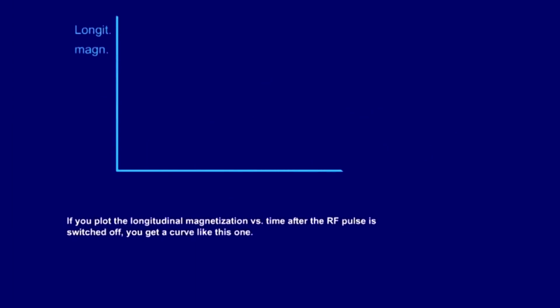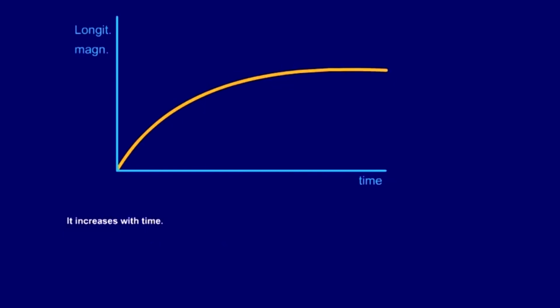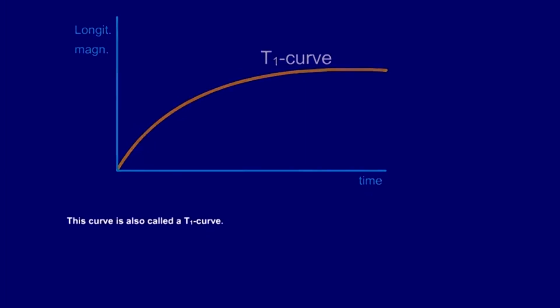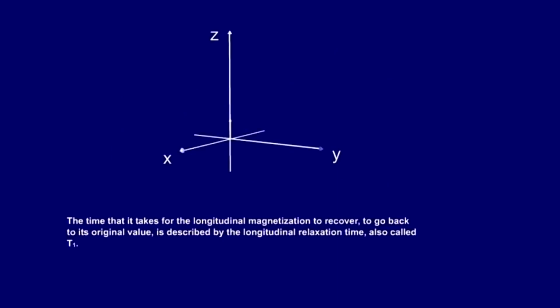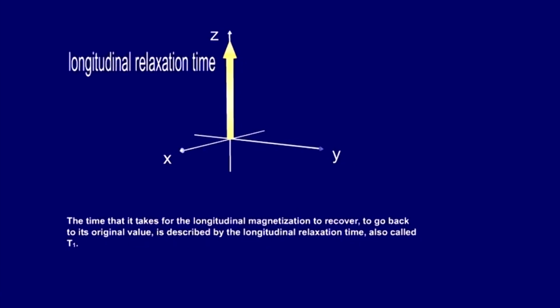If you plot longitudinal magnetization versus time after the RF pulse is switched off, you get a curve like this one. It increases with time. This curve is also called a T1 curve. The time that it takes for the longitudinal magnetization to recover, to go back to its original value, is described by the longitudinal relaxation time, also called T1.